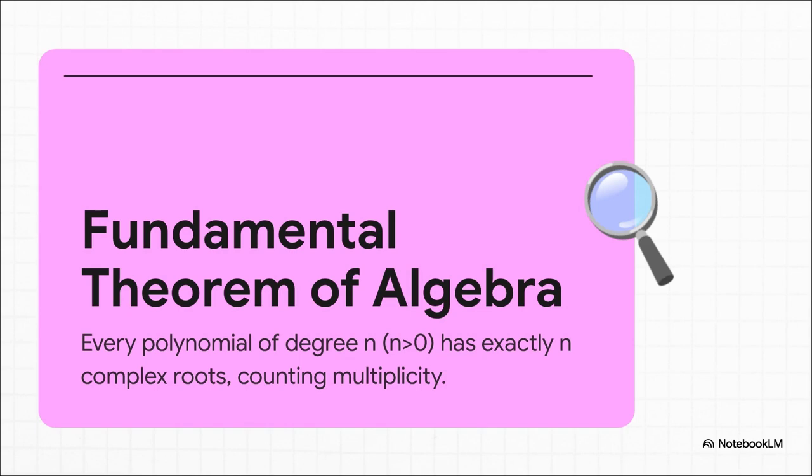Not more, not less. Now, you might hear about counting multiplicity. That just means sometimes a root can show up more than once, but the grand total will always match the degree. So, for an equation like x to the fourth minus 625, the degree is 4. And this theorem guarantees us that there are precisely 4 solutions out there waiting to be found. 2 of them might be pretty easy to spot, but we know for a fact that all 4 exist. Our job is just to hunt them all down.